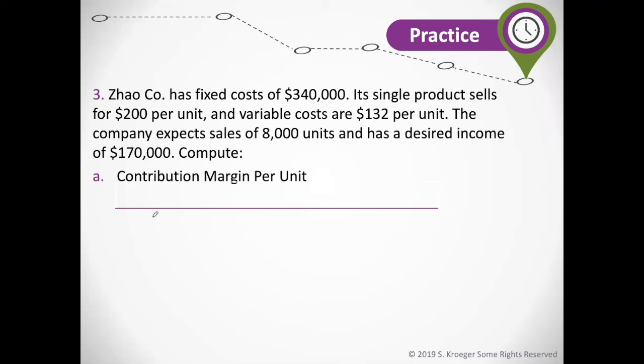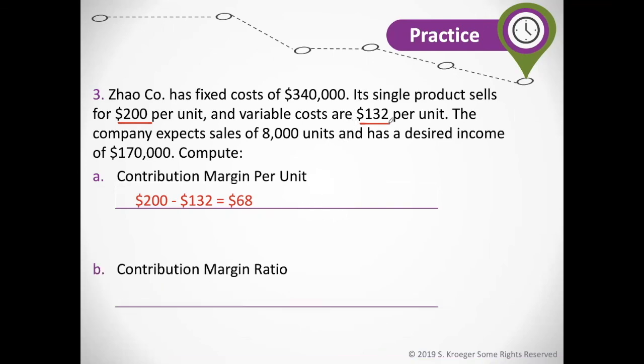Remember, this formula is the selling price per unit minus the variable costs per unit. What is the selling price per unit? It is $200 per unit. What is the variable cost per unit? It is $132 per unit. $200 minus $132 is $68. This is our contribution margin per unit.